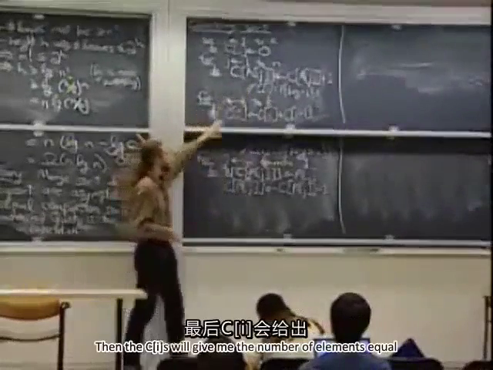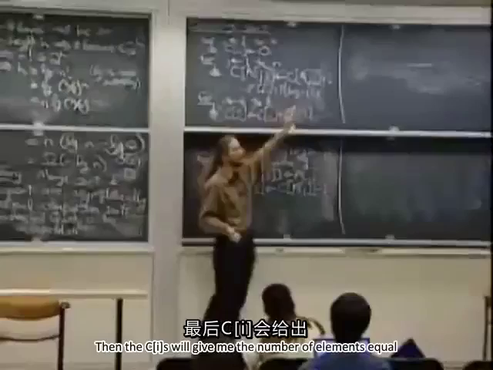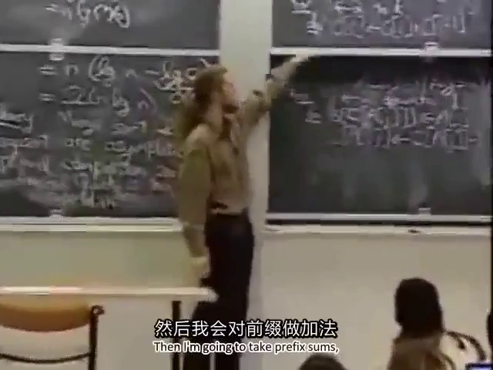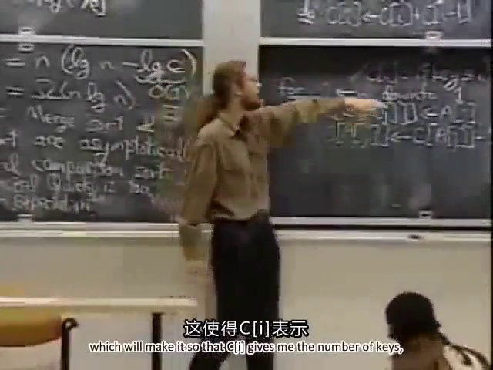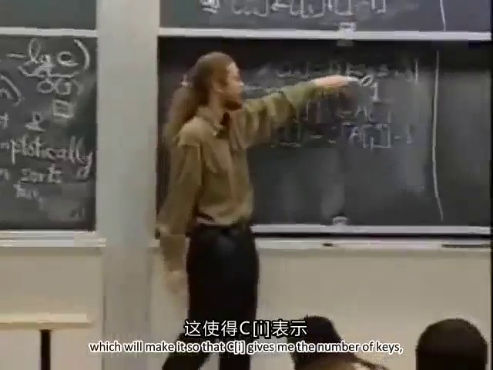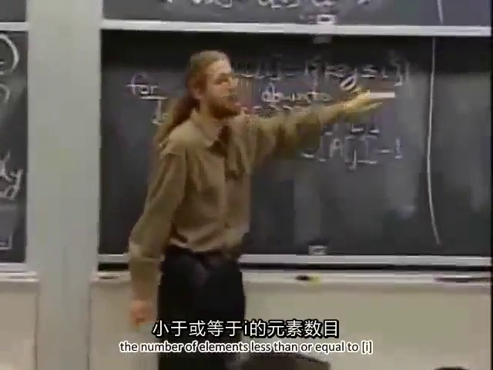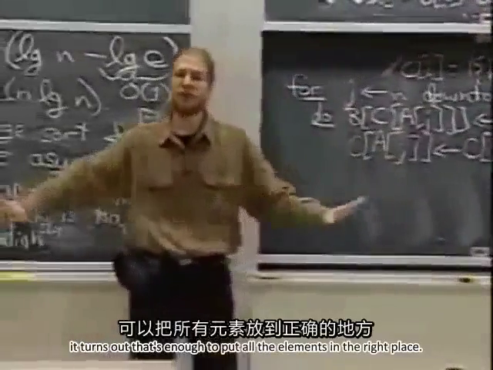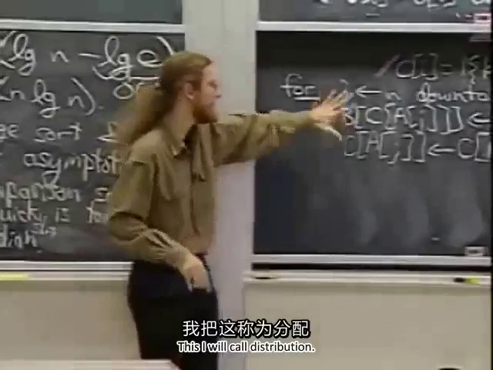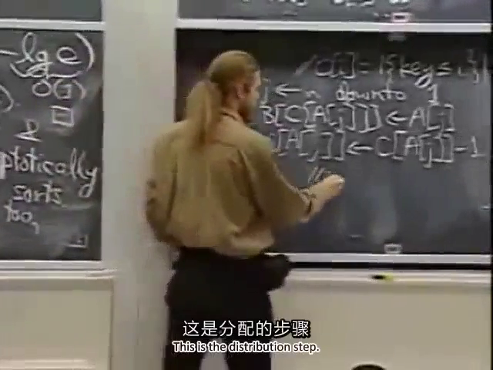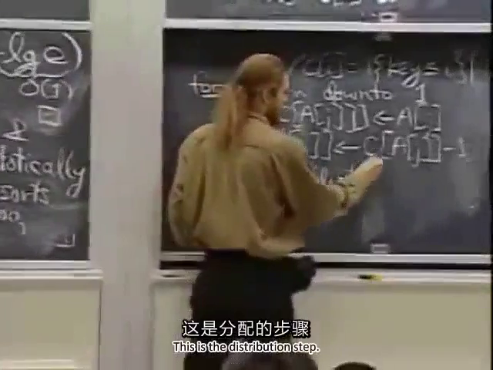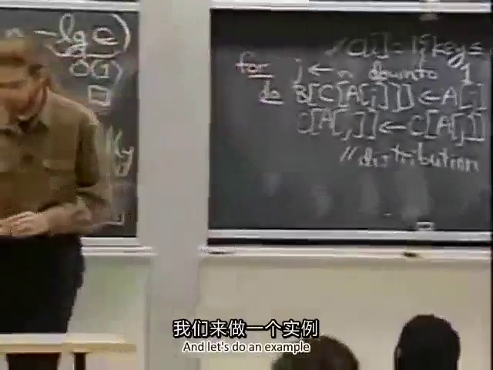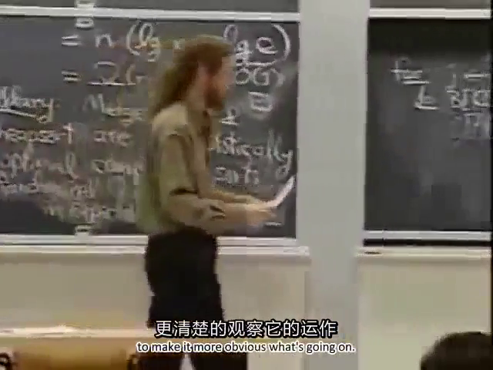Then the C[i]s will give me the number of keys, the number of elements equal to a particular value i. Then I'm going to take prefix sums, which will make it so that C[i] gives me the number of keys, the number of elements, less than or equal to i instead of equals. And then finally, it turns out that's enough to put all the elements in the right place. I'll call this distribution. This is the distribution step, and it's probably the least obvious of all the steps. Let's do an example to make it more obvious what's going on.